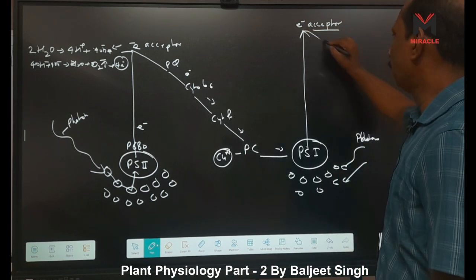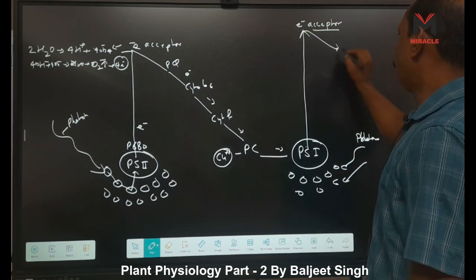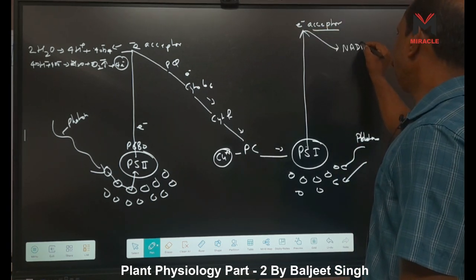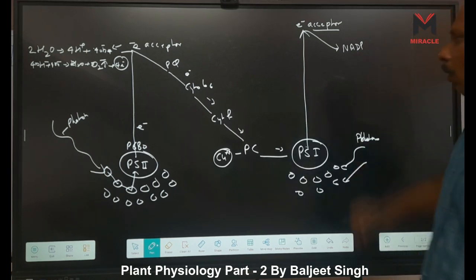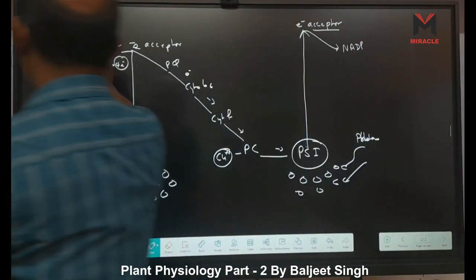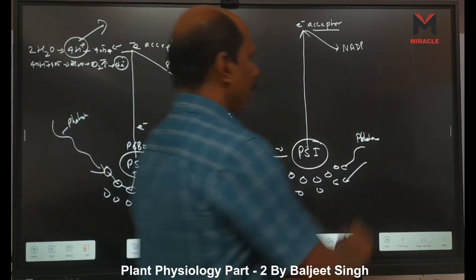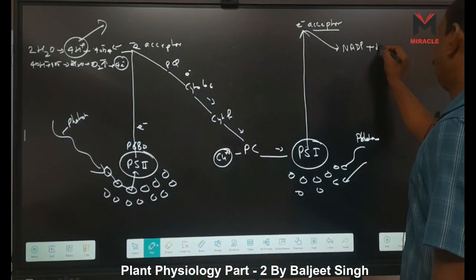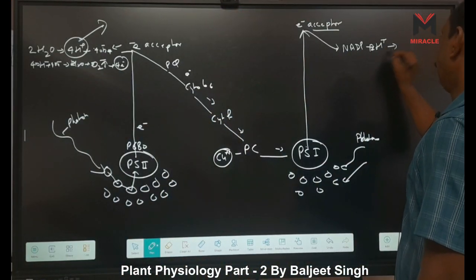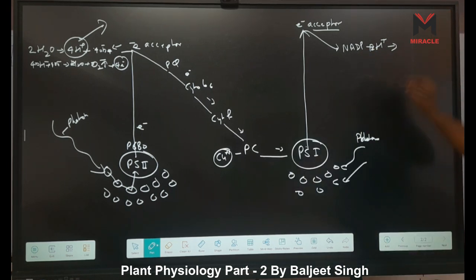From here, this electron is used in the reduction of NADP. Now the H plus ion is used in the reduction of NADP, and it forms NADPH plus H, right? We can write NADPH2.